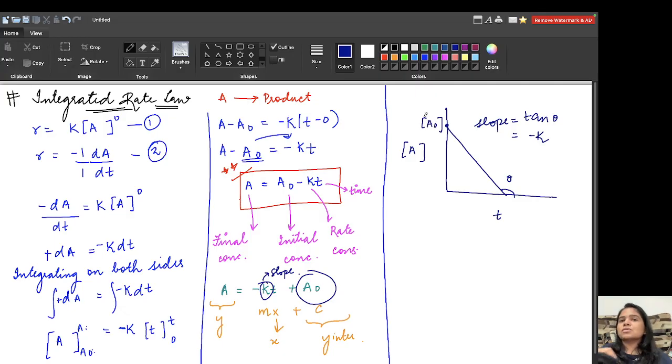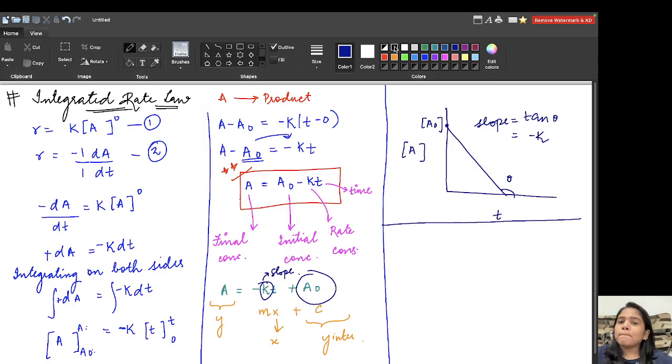This is how A equals A naught minus KT. This is how you represent your zero order reaction. A equals A naught minus KT. Now, one more thing that comes is the half-life of the reaction.